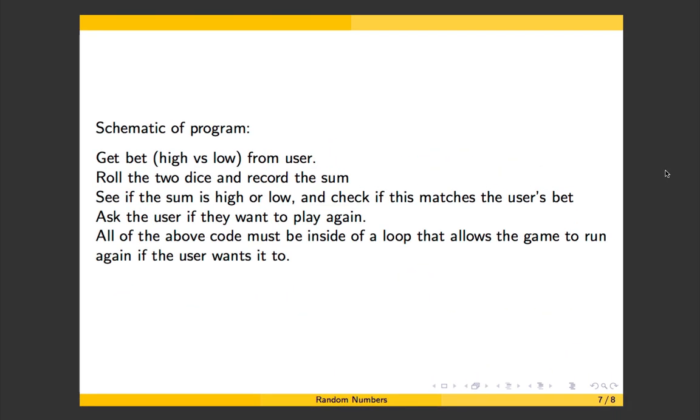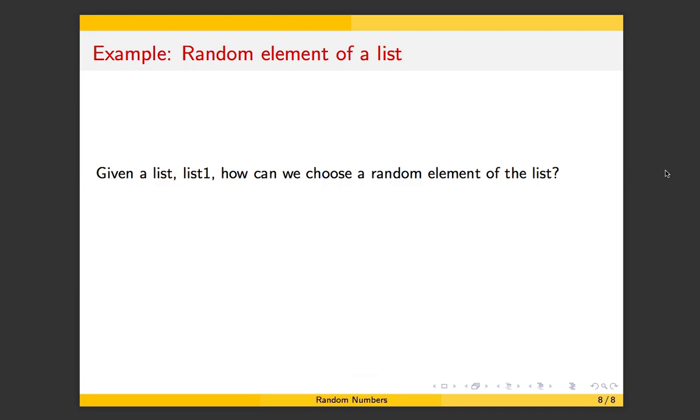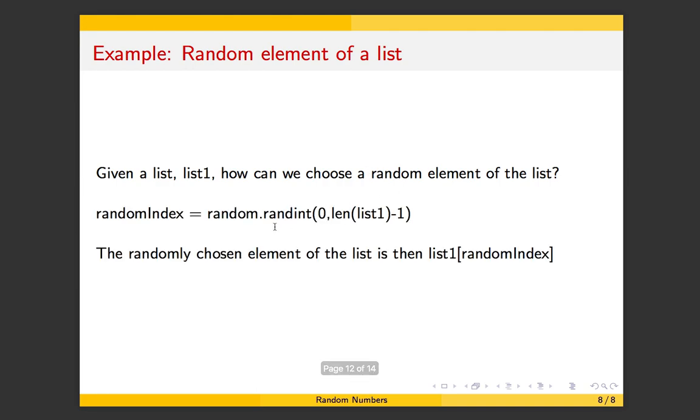Okay, let me show you two quick more examples here. So this second to last example is, how do you choose at random a given element of a list? So given a list, say list 1, how can you choose a random element of the list? And the answer is, well, just choose a random position inside the list, right? So the list has an item at position 0, and it has an item at position 1, position 2, etc., all the way up to 1 less than the length. Right? So if the length of the list is 10, then the last position is 9, or the last index, if you like that word.